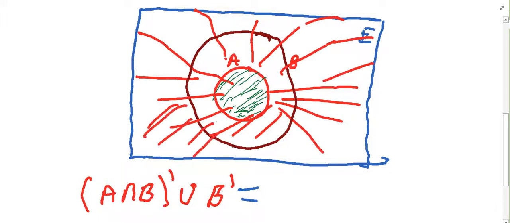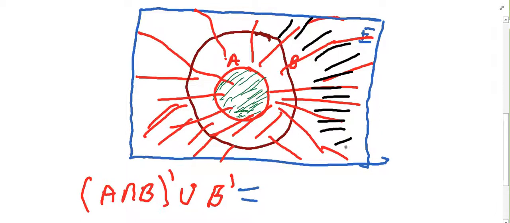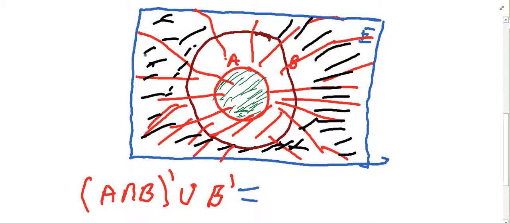After that, we have been told you unite this set, which is the one in red, with what? B complement. So if you were to sketch B complement, how will it look like? B complement will surely be this one in black. I hope we are able to see this is B complement. Okay, now we are uniting.